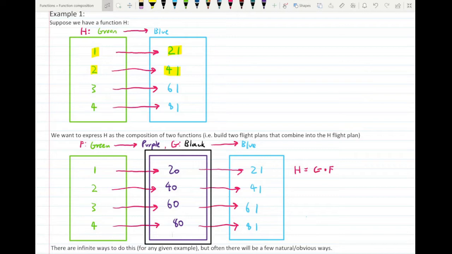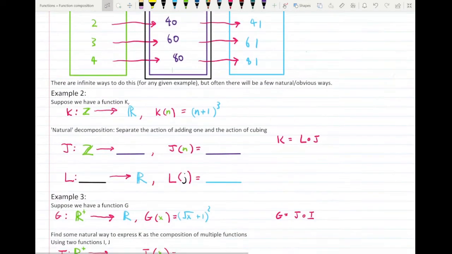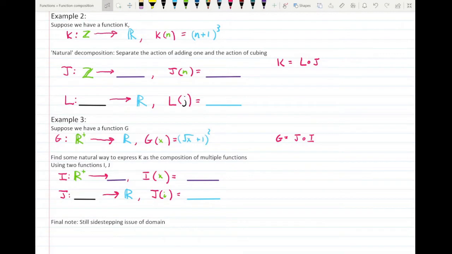Okay, let's do an example using functions defined by rules that makes this logic a little bit clearer. For example 2, let's say we've got a function. It's called k, and it inputs from whole numbers, c, and it outputs numbers. So, pretty standard and nice function. And its mapping is defined by n being sent to n plus 1 cubed. Now the natural decomposition here is to separate the action of adding 1 from the action of cubing, right? Each of those represents a distinct step in this mapping.